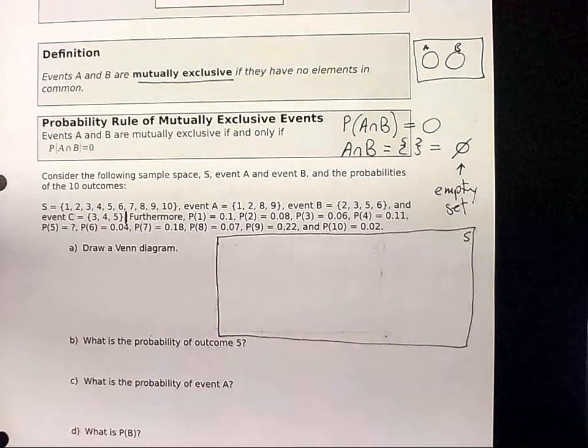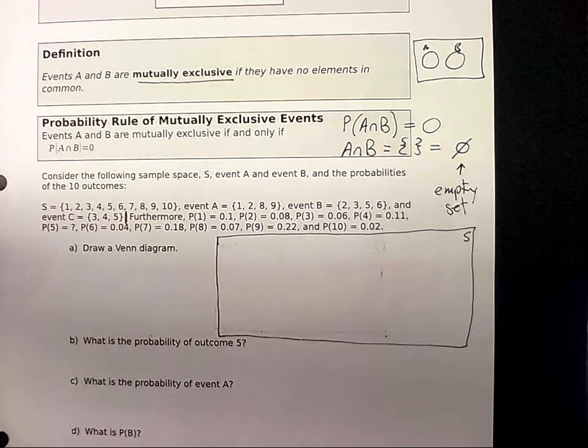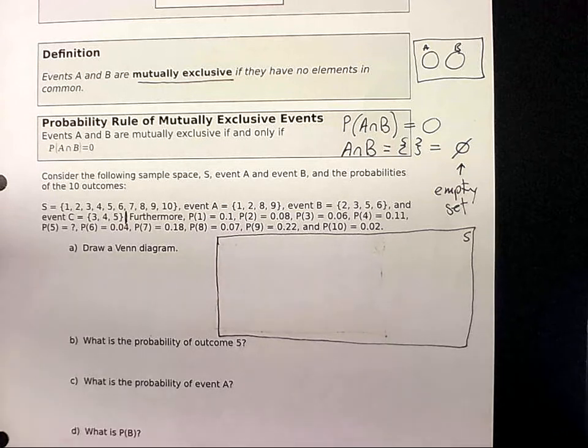They have the number 2 in common. So we know that A and B have to overlap, and in their overlap we're going to have the number 2, right? Do events B and C have anything in common? 3 and 5. So we know that B and C need to overlap, and in that overlap we need to have 3 and 5. Do events A and C have anything in common? No, so those don't need to overlap, right?